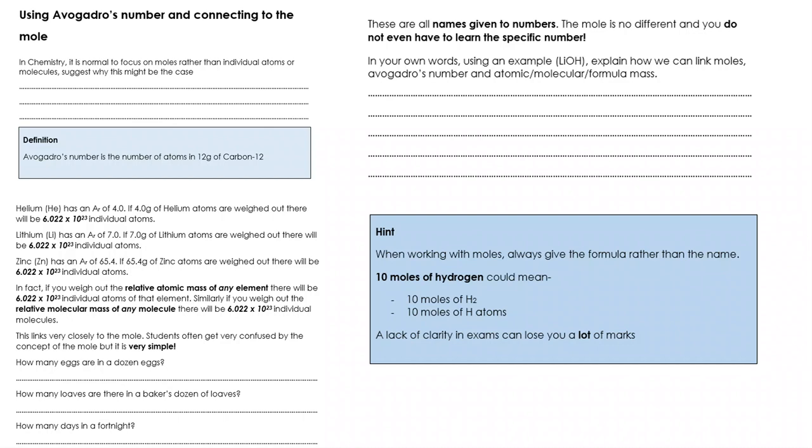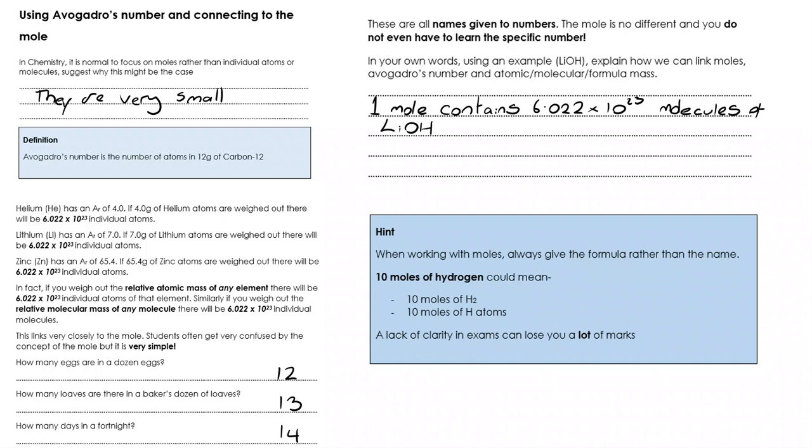Why is this the case? Well, that's because they are very small. We want to work with manageable numbers. Got the numbers there that we discussed. And now, taking a look on the right-hand side here, it's trying to find the links between number of moles, Avogadro's number, and atomic, molecular or formula mass.